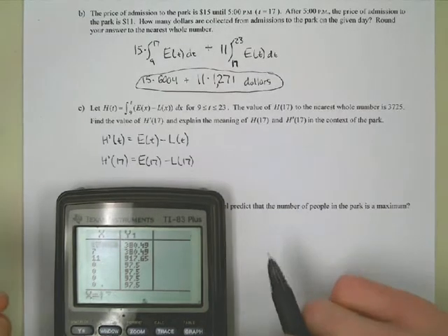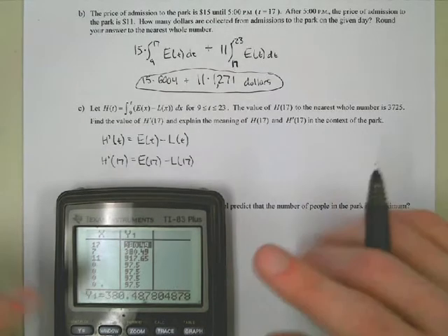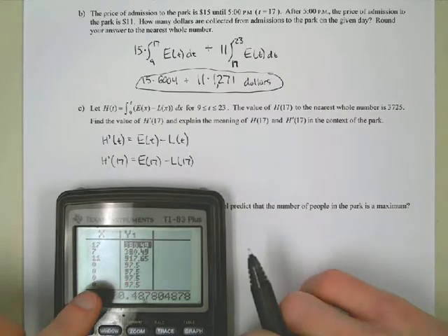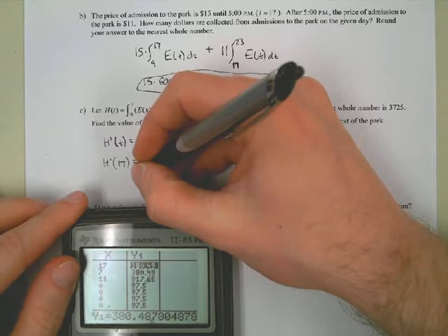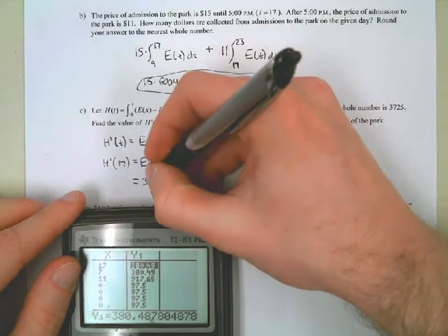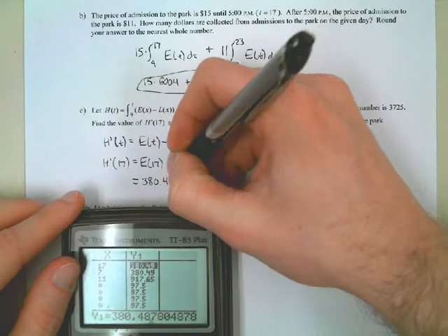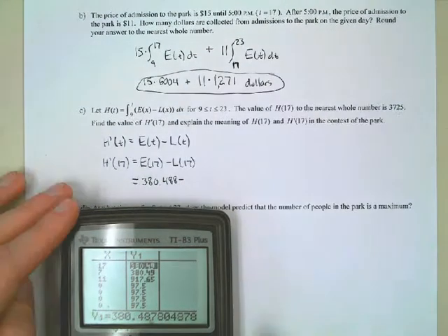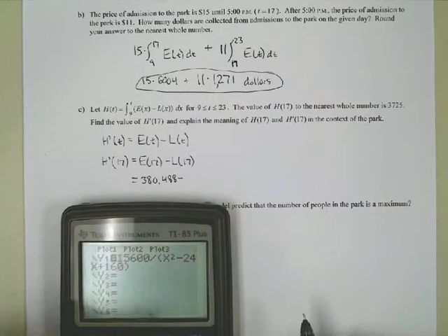It's 380.488, because I want to use 3 decimal places there. So 380.488 is already in there for us. That's the benefit of having that rate typed into my y1. I'll go ahead and type the L into my y2.